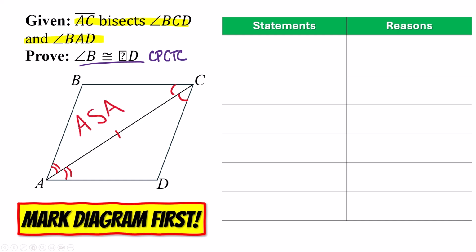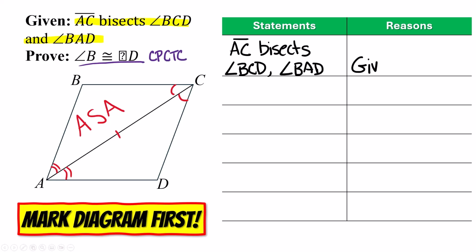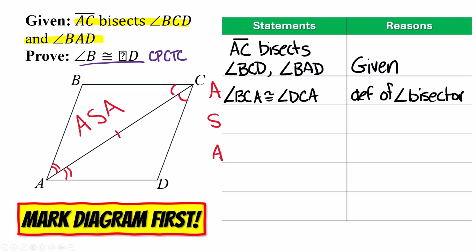All right, let's go. Let's get the given information in here. And we know that AC bisects those two angles because, well, they told us. And so I'm going to go for angle, side, angle. So I need an angle situation, which is these two right here we got. So BCA is congruent to DCA, and that is definition of an angle bisector. The side is going to be the one that they're sharing. So that's going to be AC is congruent to CA, and reflexive property, our bud.